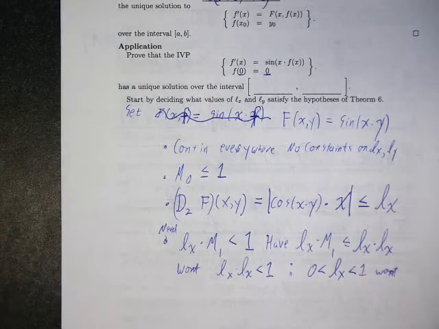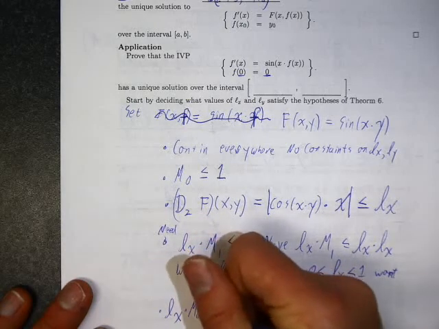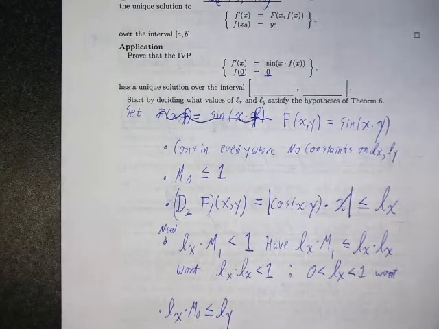That definitely is something that we will want if we want to appeal to the theorem. We also need Lx times m0 is less than or equal to Ly. Now it looks like we already want Lx to be less than 1. Do we have control over m0? It's less than or equal to 1, I think. So as long as Ly is at least 1, I'm happy.